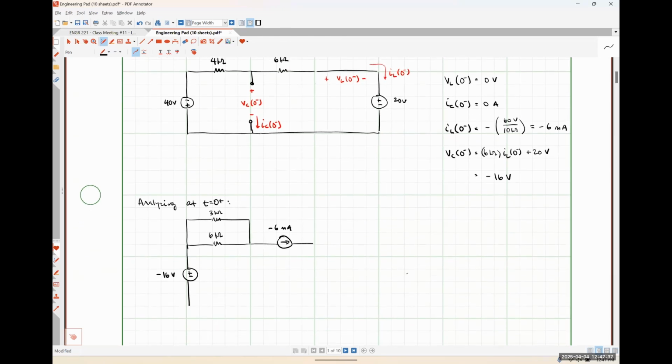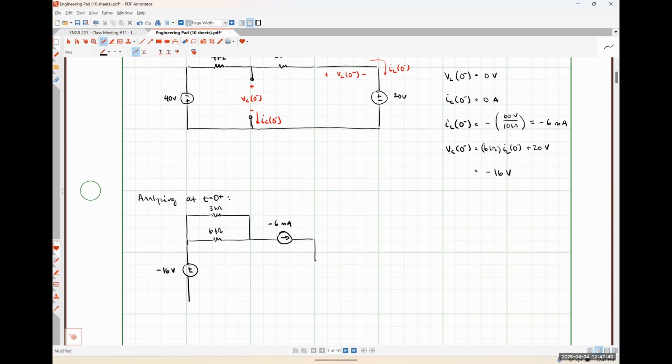And then lastly, I have that 20-volt source like so. So just to be clear here, this voltage is VC at 0 plus. This current is IC at 0 plus. This is VL at 0 plus. And this is IL at 0 plus.